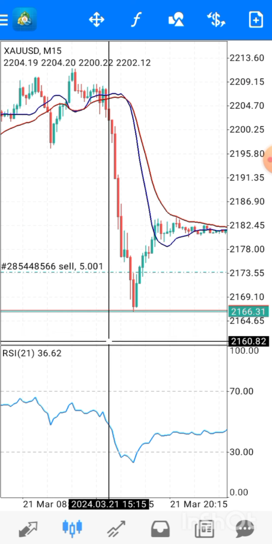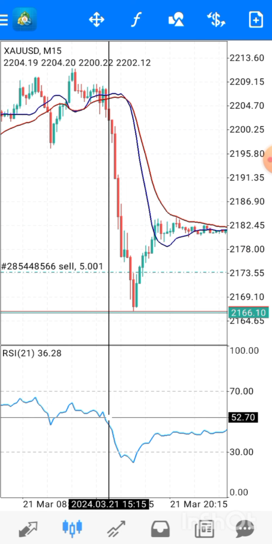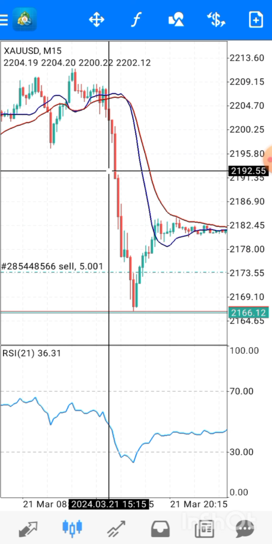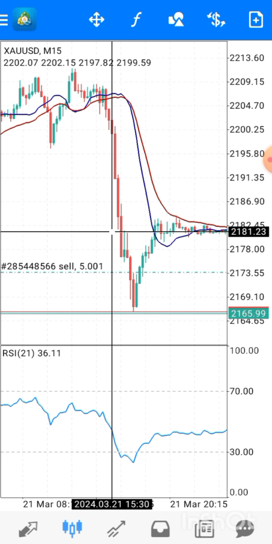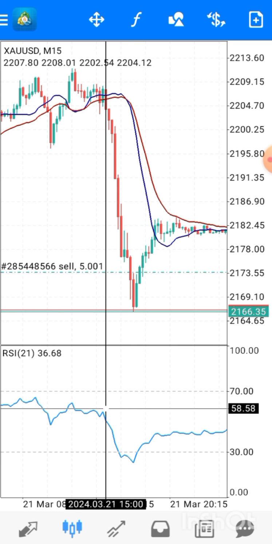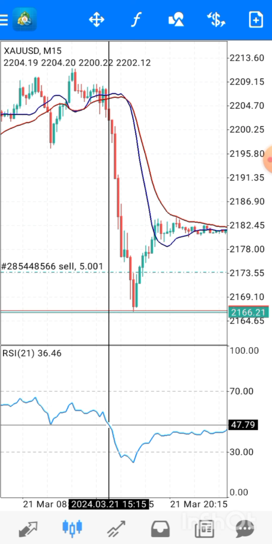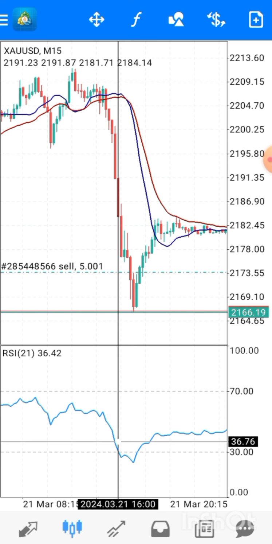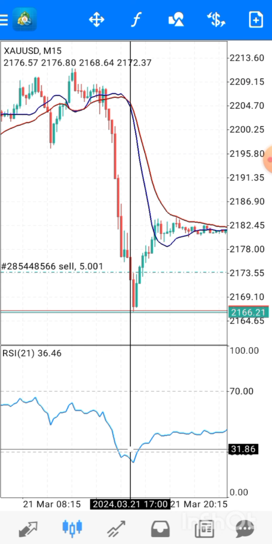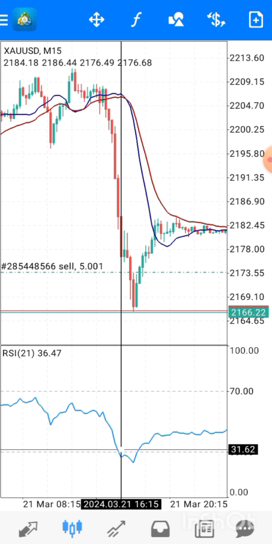And look at my RSI. Look at my RSI at this point. It's already below 50. It's 44%. At the formation of this particular candle, my RSI was reading below 50%. So this particular trade, I took it yesterday and I closed my profits. Yesterday I made profit from this gold and I closed my profit.